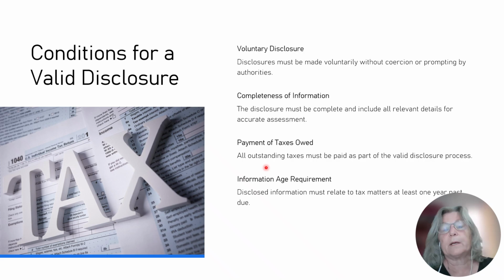Payment of taxes owing: all taxes must be paid as part of the valid disclosure process. You want to pay up front if you can, otherwise you're going to have to do a second step and apply under the relief program. Information age requirement: your disclosure information must relate to tax matters at least 1 year past due.